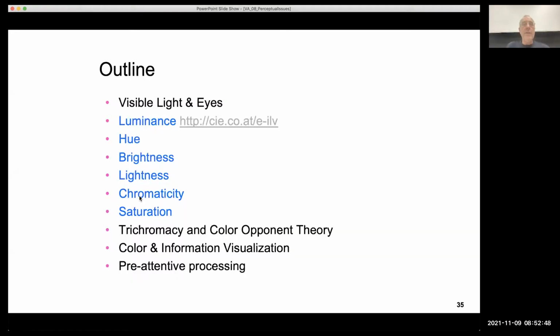Having said that, we can go back to the perceptual issue. Sorry for this back and forth. And now I'm going to define this concept. And I remember that this is a very nice source of information. Let's start from luminance.